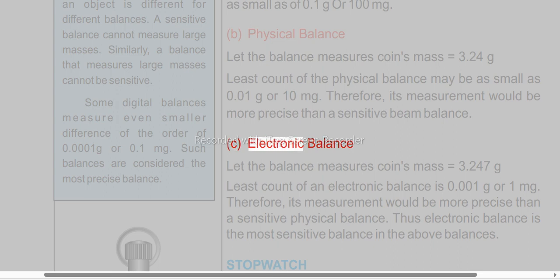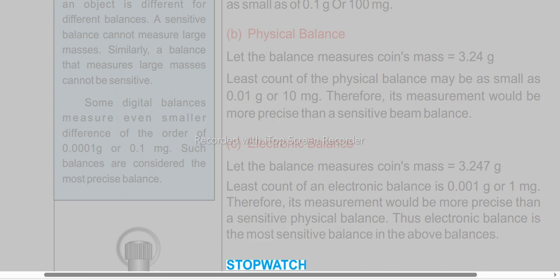C. Electronic balance. Let the balance measures coin's mass equals 3.247 g. Least count of an electronic balance is 0.001 g or 1 milligram. Therefore, its measurement would be more precise than a sensitive physical balance. Thus, electronic balance is the most sensitive balance in the above balances.